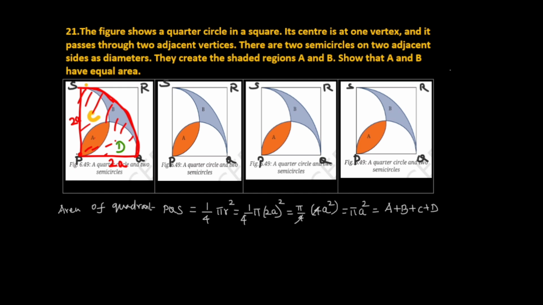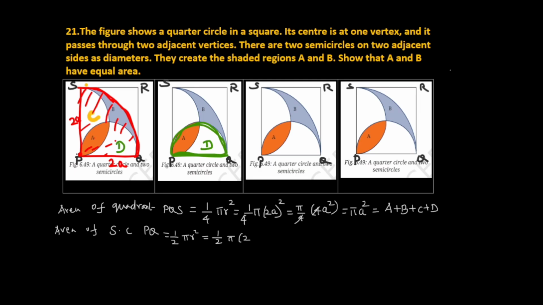Now here it is given, there are two semicircles on two adjacent sides as diameters. Say this is one semicircle based on the side PQ. It includes the shaded region A and the unshaded region D. So what is the area of this? That is the area of the semicircle based on PQ, which is equal to 1 by 2 pi r squared.